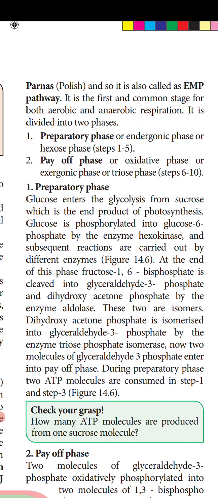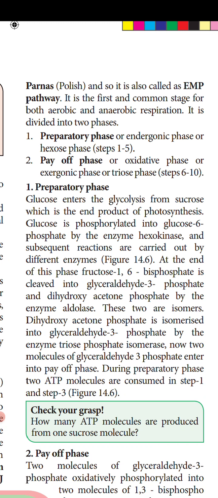At the end of the phase, fructose 1,6-bisphosphate is cleaved into glyceraldehyde 3-phosphate and dihydroxyacetone phosphate by the enzyme aldolase. So the first step in glycolysis is what? Phosphorylation, that is, the addition of a phosphate to the glucose molecule, takes place in the presence of the enzyme hexokinase. As a result, we get the substrate glucose 6-phosphate. Now this glucose 6-phosphate undergoes continuous reactions.